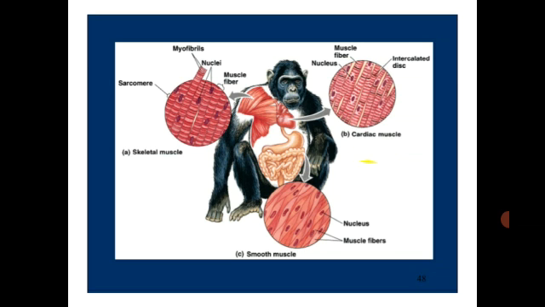And then cardiac muscles. Cardiac muscles are present in the walls of the heart. So they contain cells, each with a single nucleus. They are responsible for the movement of the heart. So the heartbeat is produced due to cardiac muscles.